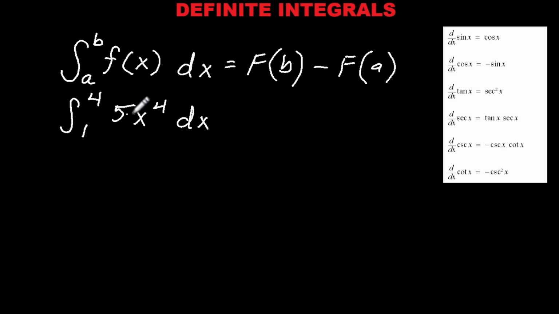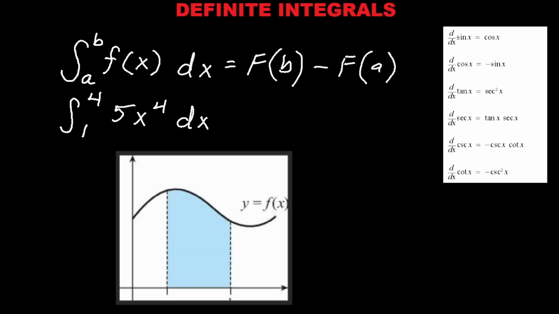So if we're going to integrate 5x to the fourth dx from 1 to 4, what I want to find is the antiderivative at 4 minus the antiderivative at 1. What this is going to give us is a section under the curve here where we can get the area of this space in here. So this would be our b minus this number, which is our a.